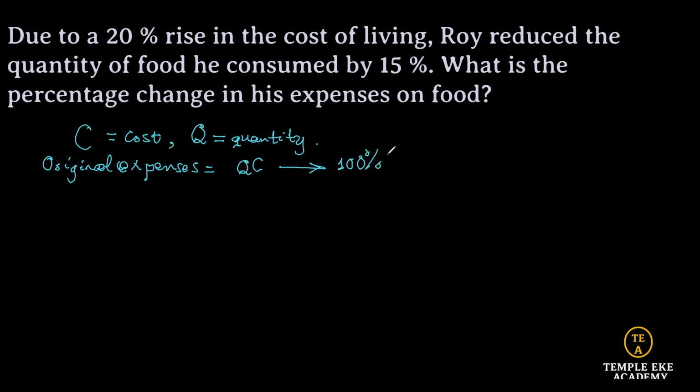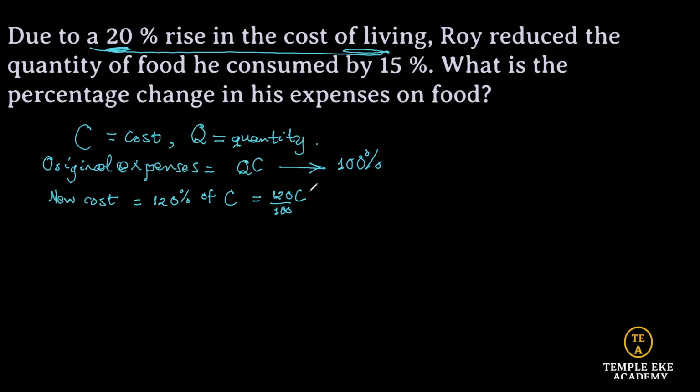100%. Now, as we see in the calculation, there is a 20% rise in the cost of living. So that means there is a new cost of living, of course. New cost of living is actually 120%. Where did I get the 120? We're adding 20% to the original 100%. So we have 120% of the initial cost. And that means we're going to have 120% divided by 100 multiplied by C. So this is 120C.